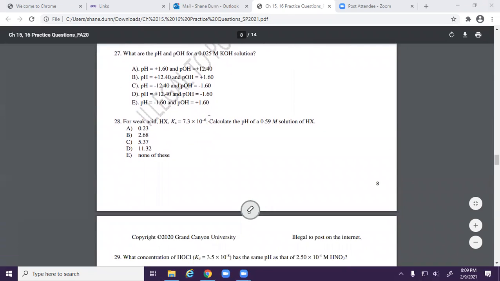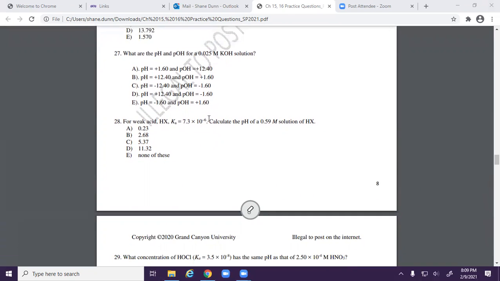HX is a weak acid. Oh no, weak acids. With weak acids, I don't care what they look like. We're going to hypothetically always call them HA, because they're not strong enough for me to care about.